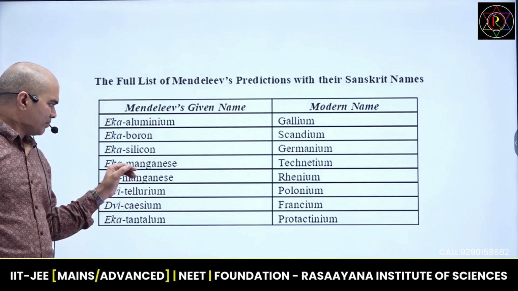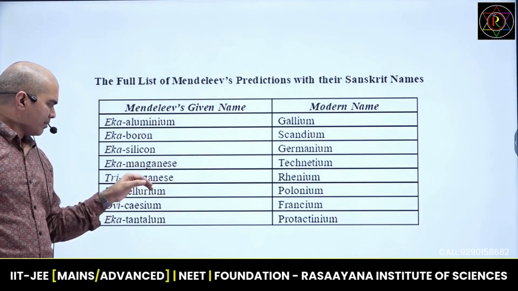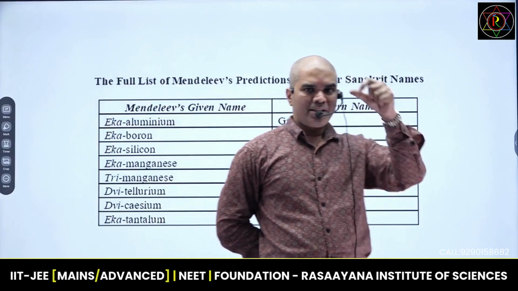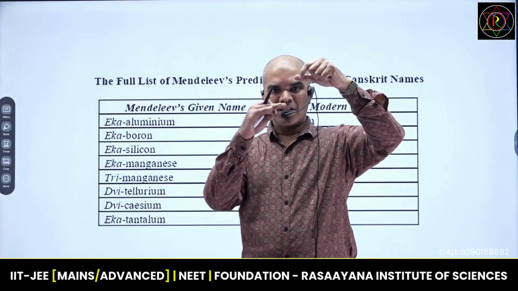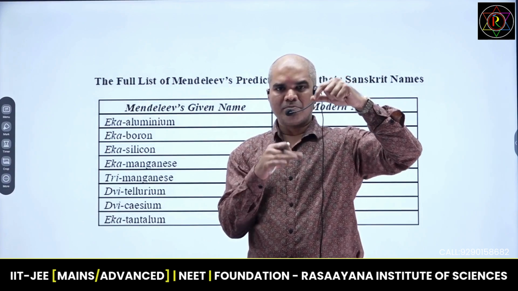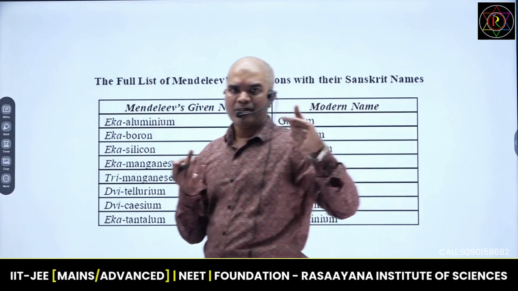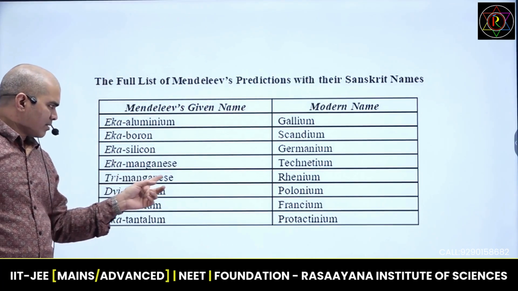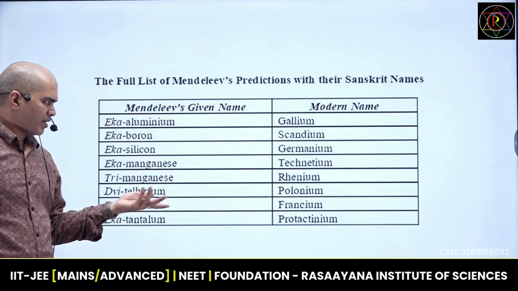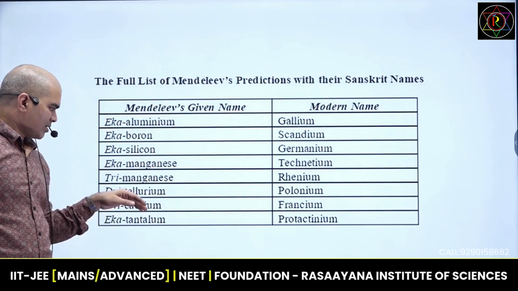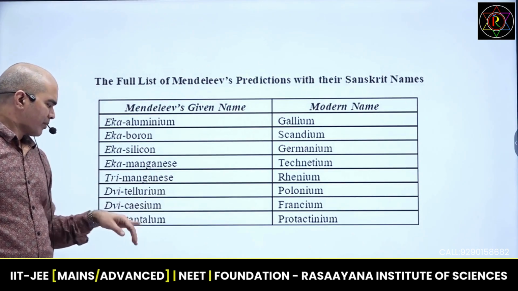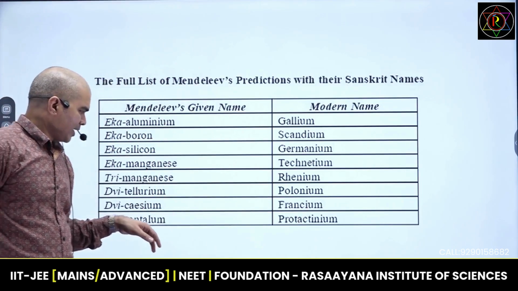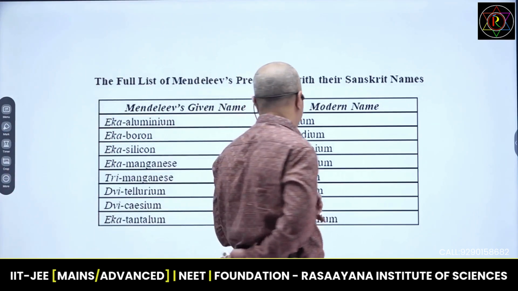Eka manganese is technetium, Tri manganese is rhenium. So if I go to the manganese group: manganese, technetium and rhenium. After manganese is technetium, after technetium is rhenium. So rhenium, maybe I should have called Dvi manganese, 2 after manganese. But rhenium is called Tri manganese, so 3 after manganese. But anyway, he has predicted most of these elements. Dvi tellurium is polonium. Dvi cesium is francium. And Eka tantalum is protactinium.